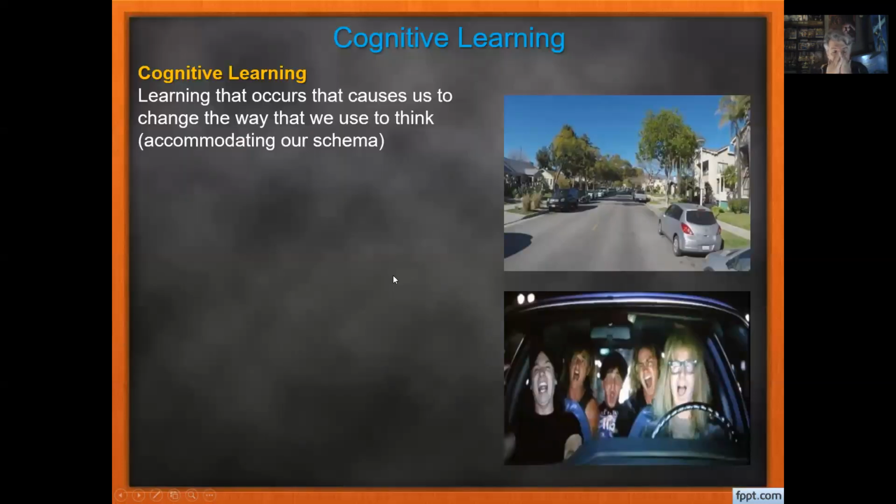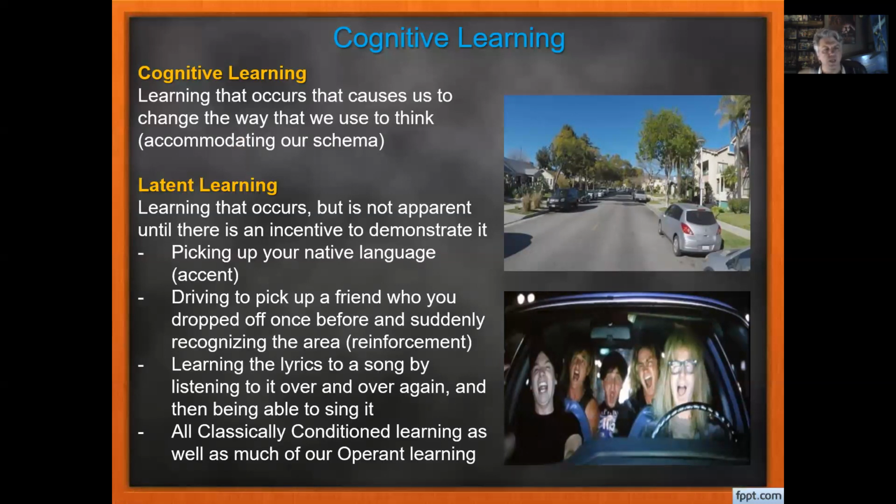Now, cognitive learning. Again, whenever we look at the word cognitive, we're talking about the ways that we think. All right, it causes us to change from what we used to think to what we think now, when we accommodate our schema, making little changes. Christmas is a little different now, whatever. And this learning happens latently. And when I talk about latent learning, I'm talking about learning without trying to learn. You just pick it up.